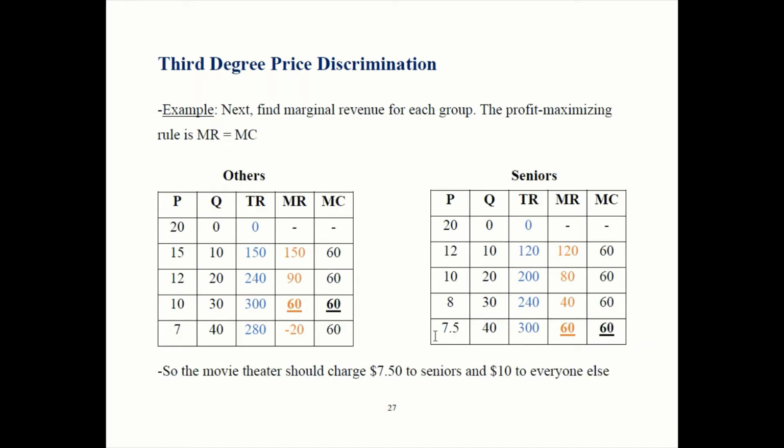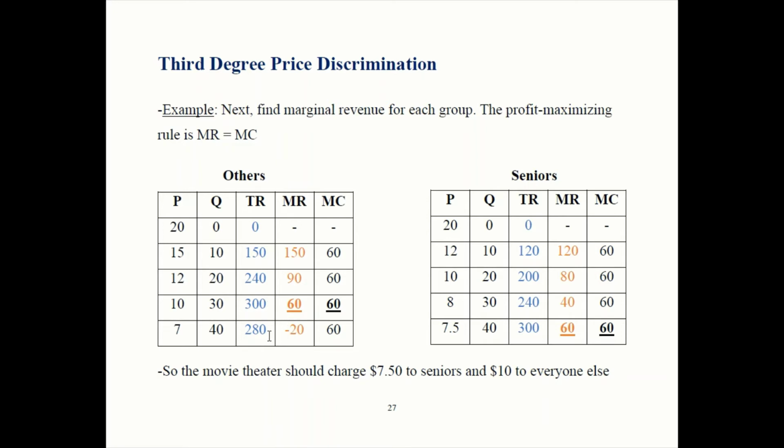We know marginal revenue is the change in total revenue. So total revenue is 0 here, and it's 150 down there. That's an increase of 150. Similarly, here going from 150 to 240, that's an increase of 90. 150 plus 90 is 240. 240 plus 60 is 300. And 300 minus 20 is 280.